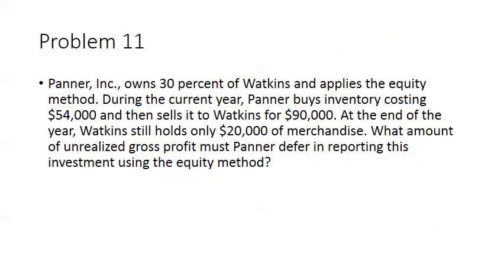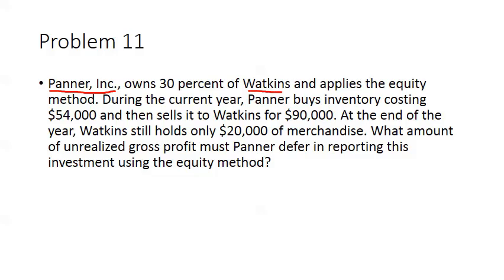Let's look at another problem. This is problem 11. Panner Inc. owns 30% of Watkins and applies the equity method. During the current year, they buy inventory costing $54,000, then sell it to Watkins for $90,000. So Panner is selling to Watkins. Remember this, we're the owner, so we're the investor. We are Panner. Watkins is the investee. So we're selling to Watkins, so that's a downstream sale.